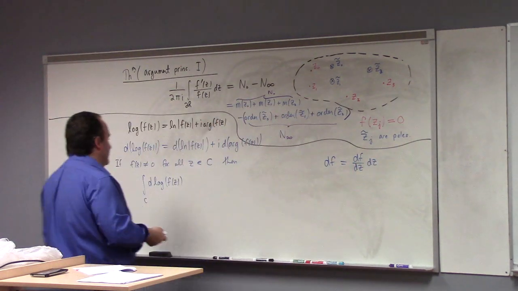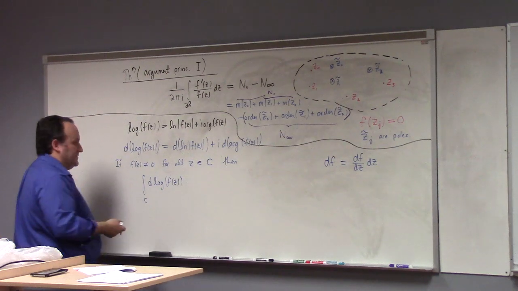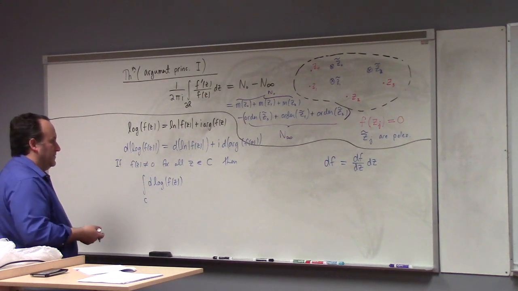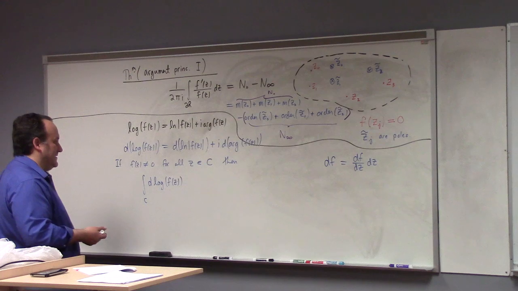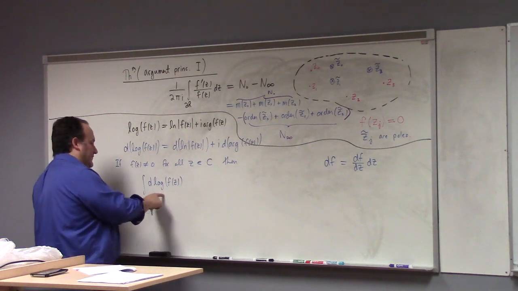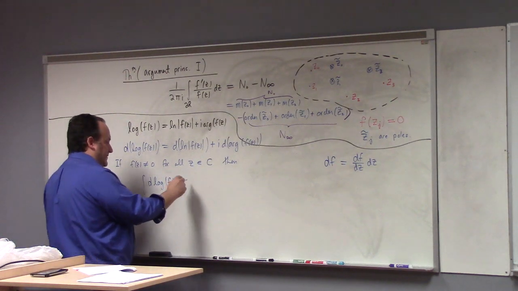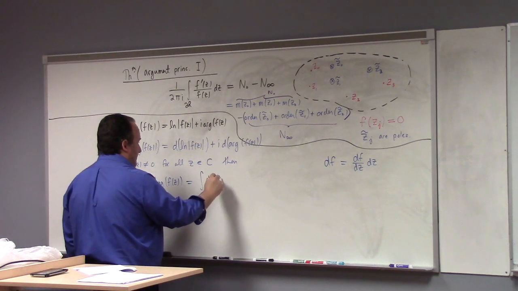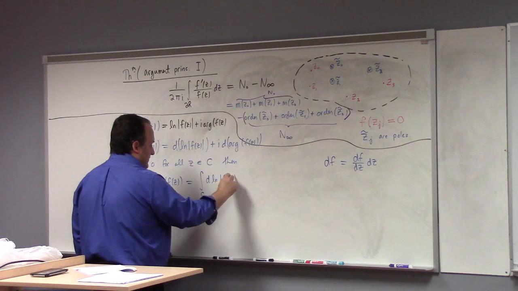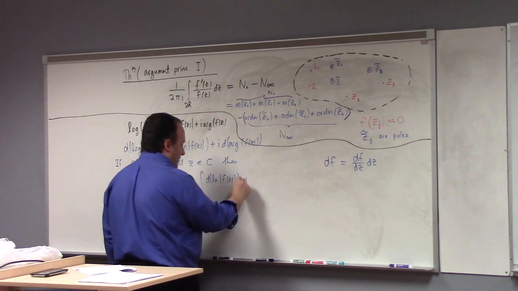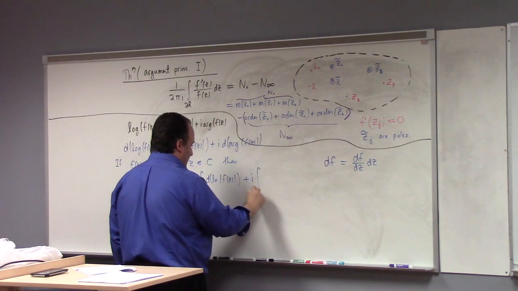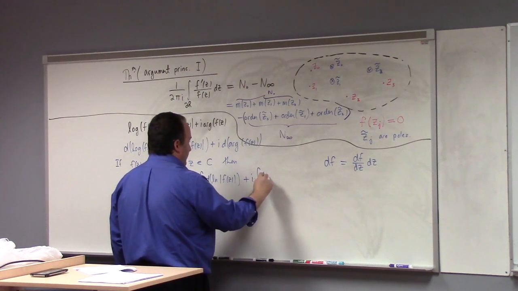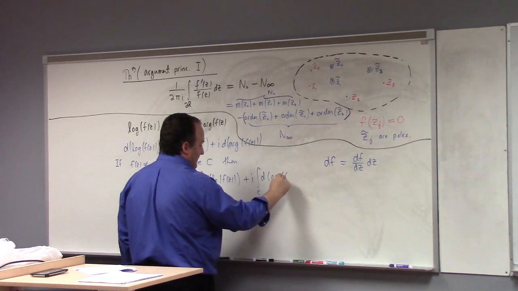But anyway, it's helpful to use the differential notation here just to get to the point more cleanly. So the integral of the differential around the curve is equal to the integral along the curve of the differential of the natural log of this, plus i times the integral along the curve of the differential of the argument of f of z.